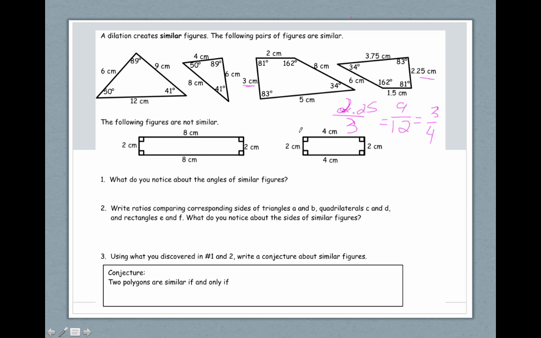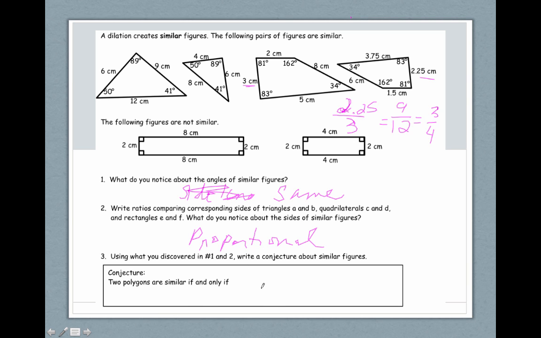So the difference is the proportions are the same. Here, 2 over 2 is 1. 8 over 4 is 2. So we don't have a proportional relationship. So side lengths, well, what we notice about the angles is they're the same. But that's not enough, or these would be similar. So if we do the ratios comparing everything, then we notice that they're proportional. Which is to say, between the two figures, the proportions are always the same.